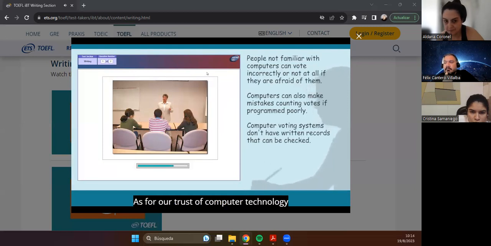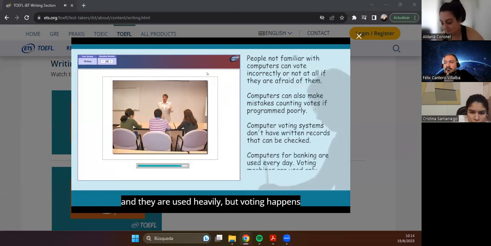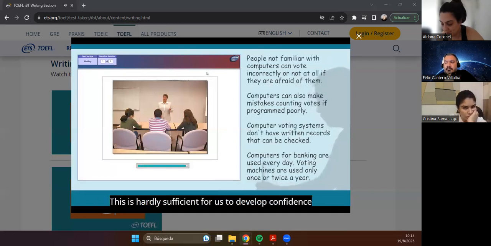As for our trust of computer technology for banking and communications, remember one thing. These systems are used daily, and they are used heavily. But voting happens only once every 2 years nationally in the United States, and not much more than twice a year in many local areas. This is hardly sufficient for us to develop confidence that computerized voting can be fully trusted.